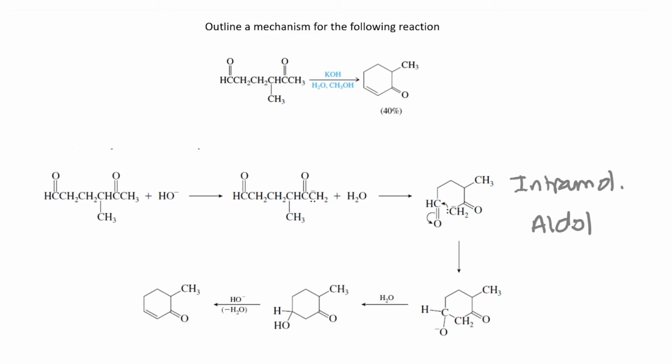And so it forms a 6-membered ring. And subsequently, this O minus can get protonated and form OH, and then loss of hydroxide ion is going to give you the product. So I will let you work out the mechanism of this reaction or figure out the exact numbering.